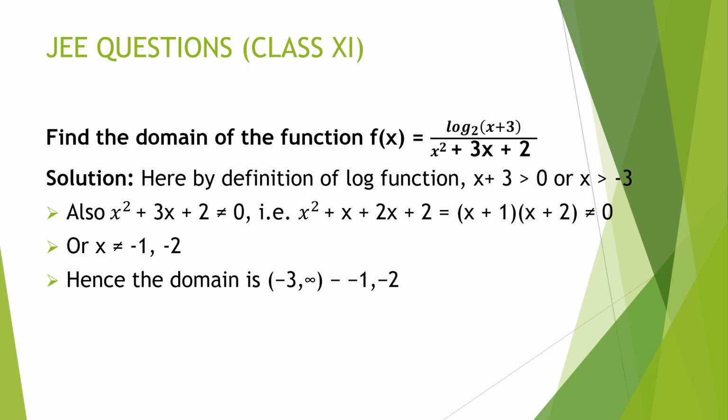Now for the denominator, x square plus 3x plus 2 should always be not equal to 0. Then only the function can be defined. So x square plus 3x plus 2, when it is simplified, we get (x plus 1) into (x plus 2) not equal to 0. That means x should not be equal to minus 1 and minus 2. So basically the domain will be such that x should be greater than minus 3 and x should not be equal to minus 1 and minus 2. So the domain is minus 3 to infinity minus the two values minus 1 and minus 2.